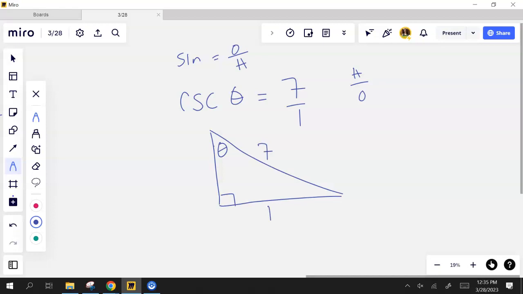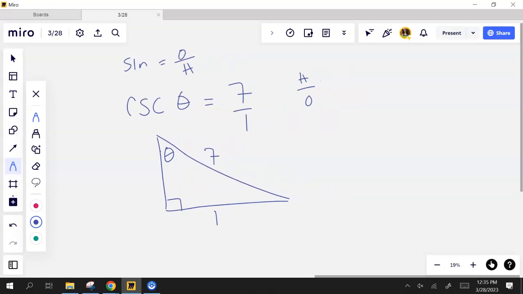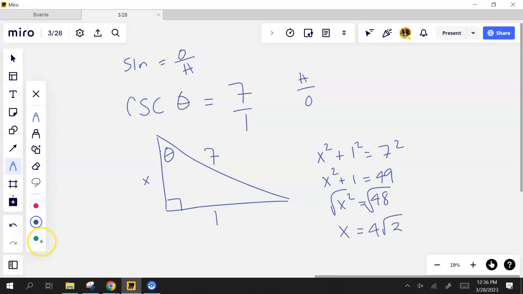Now use Pythagorean theorem to find that missing leg. Well, you did it right. X squared plus 1 squared equals 7 squared. So x squared plus 1 equals 49. X squared equals 48. Pull out the perfect square. 16 and 3. So 4 root 3. So that means that this side is 4 root 3.